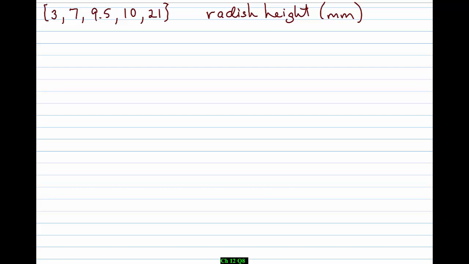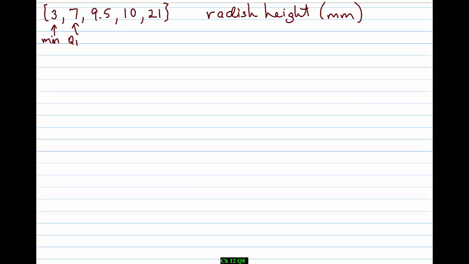Question 8 on Chapter 12, homework for computing whether there is an outlier. So we have a data set of radish heights in millimeters, and we're given the 5-number summary. So the key here, the first step, is recognizing what the 5-number summary gives us. So this is the minimum observation in the data set.